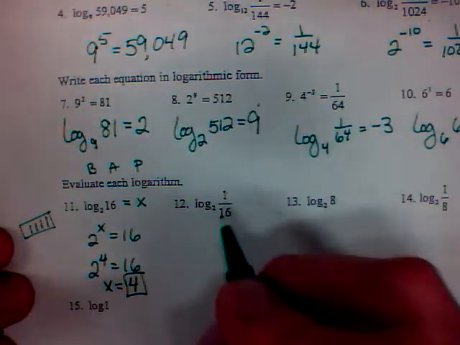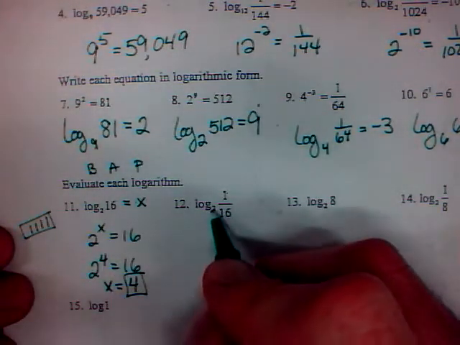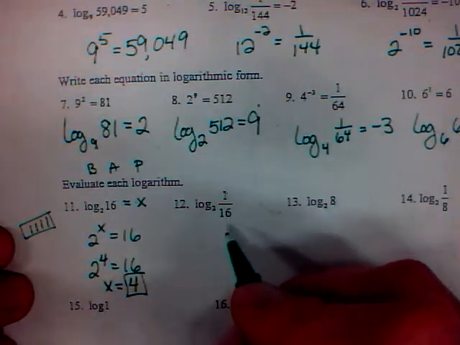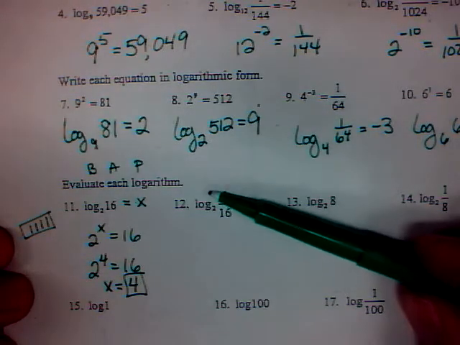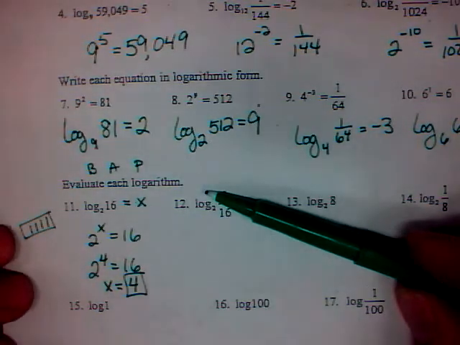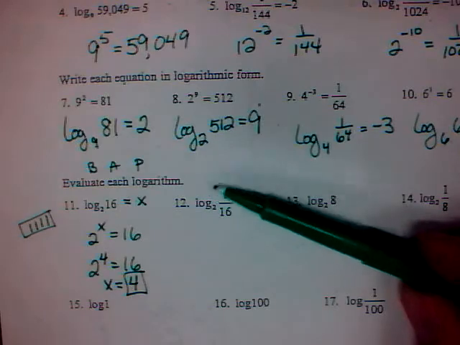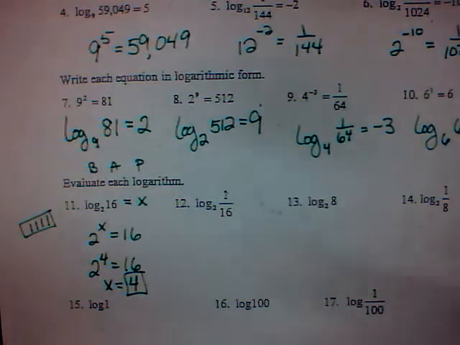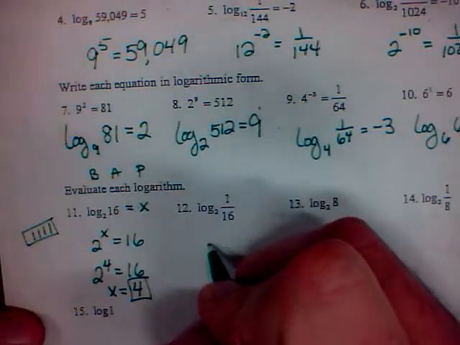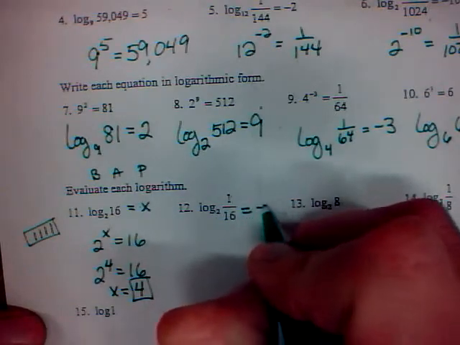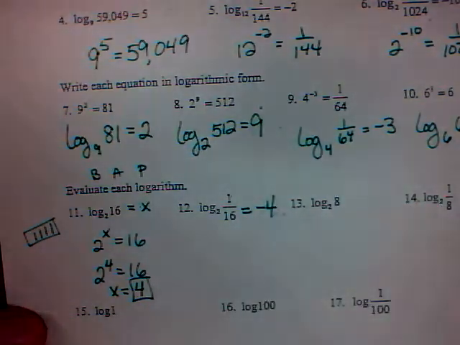Okay? So your answer here is 4. So let's see if we can do this one without doing the work. So 2 to what power gets you 1 over 16? Well, if we ignore the 1 for a second, 2 to what power gets you 16? Well, we know that's 4. Well, now how do you get the 16 in the denominator? Oh, that's the negative power. So your answer here equals -4.